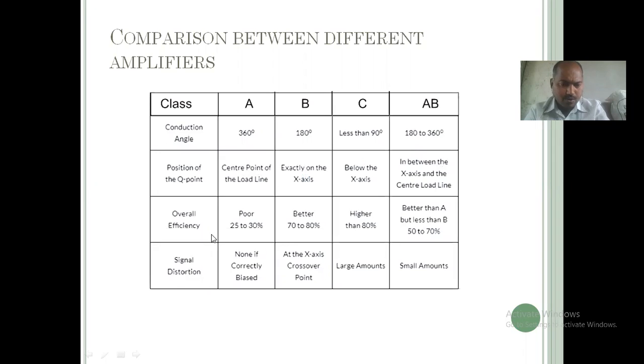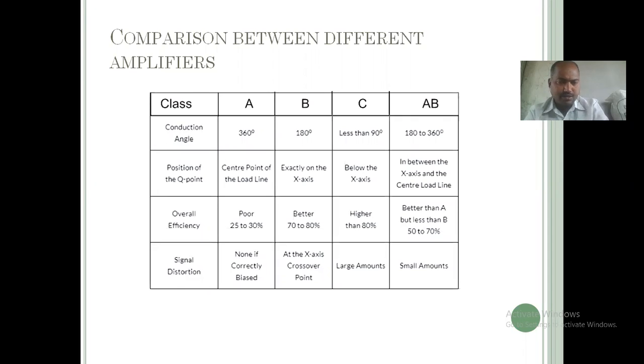Overall efficiency: Class A has the lowest efficiency, 25 to 30 percent. Class B has more efficiency, 70 to 80 percent. Class C has an efficiency of about 80 percent, and Class AB has an efficiency in between A and B, about 50 to 70 percent.